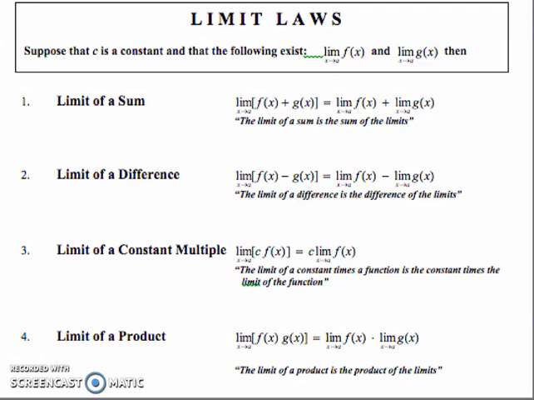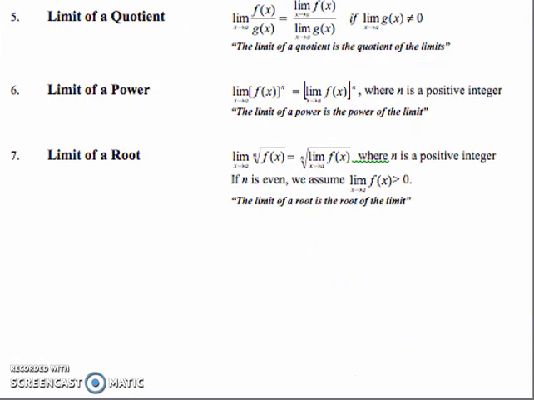The limit as x approaches a of f of x and the limit as x approaches a of g of x. Then the limit of a sum is the sum of the limits. The limit of a difference is the difference of the limits. The limit of a constant multiple times a function is the constant times the limit of the function. The limit of a product is the product of the limits. The limit of a quotient is the quotient of the limits. The limit of a power is the power of the limit. And finally, the limit of a root is the root of the limit.